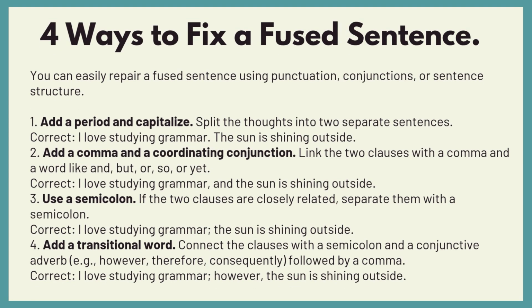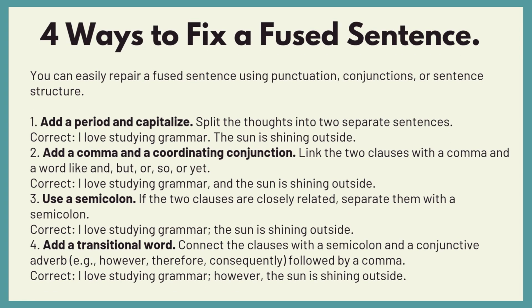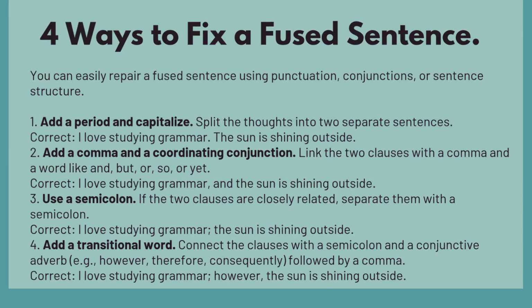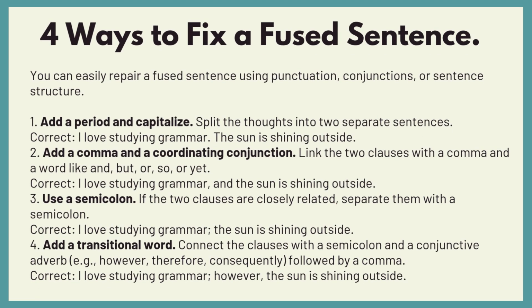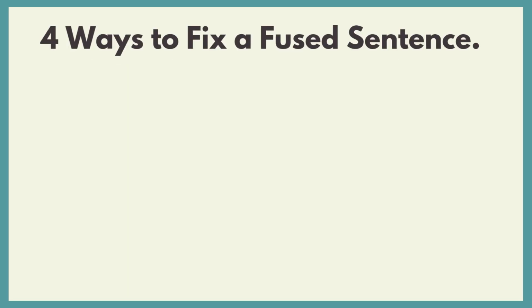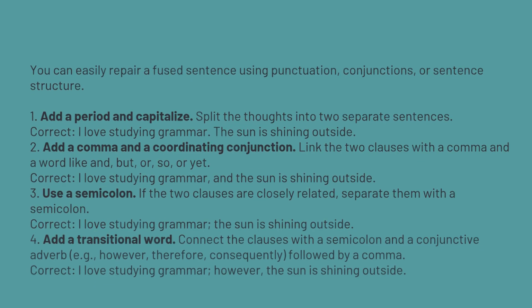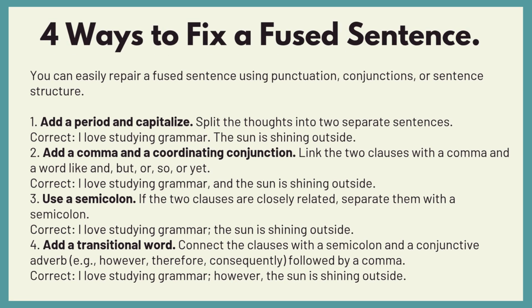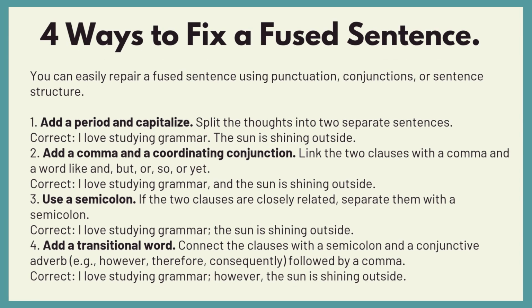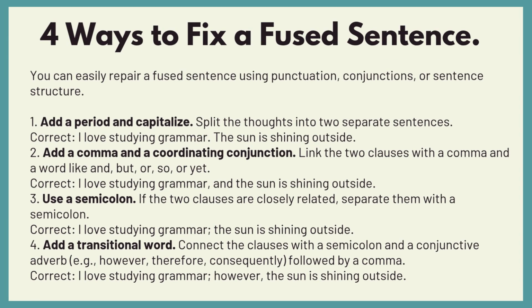2. Add a comma and a coordinating conjunction. Link the two clauses with a comma and a word like and, but, or, so, or yet. Correct. I love studying grammar, and the sun is shining outside. 3. Use a semicolon. If the two clauses are closely related, separate them with a semicolon. Correct. I love studying grammar; the sun is shining outside.